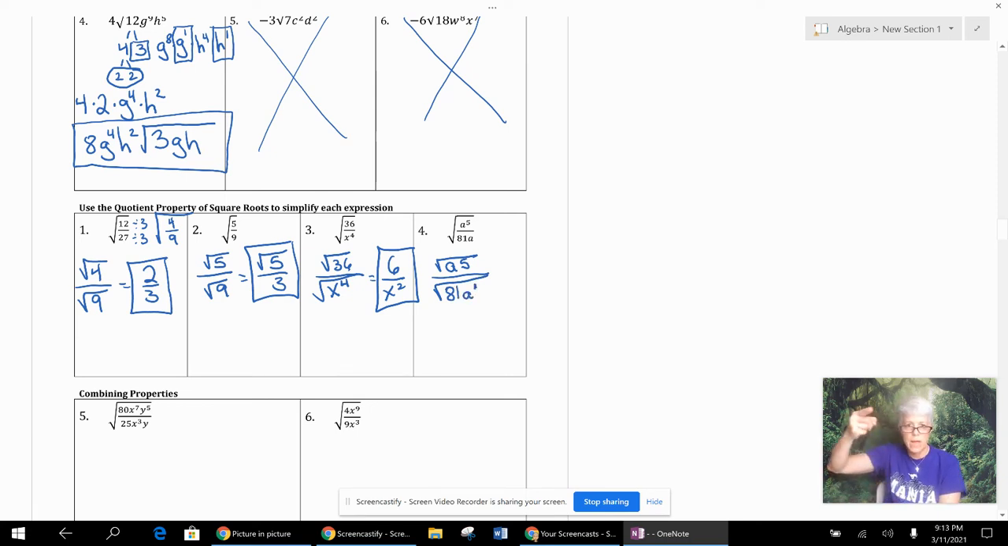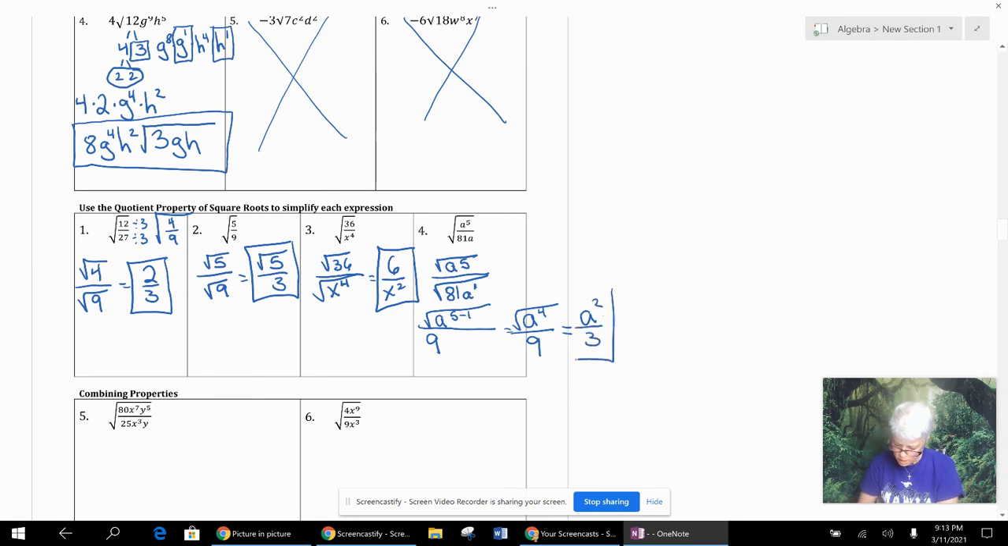All right. Remember, this is division. Division of a variable with an exponent, so I'm going to subtract. The 81 is a perfect square, so I can pull out the 9. So here's what we end up having. I'm going to pull out the 9, and then at the top, I have a to the power of 5 minus 1, which is a to the power of 4, over that 9. A to the power of 4 is an even number, so I'm going to half it. A squared over 3. Lovely.